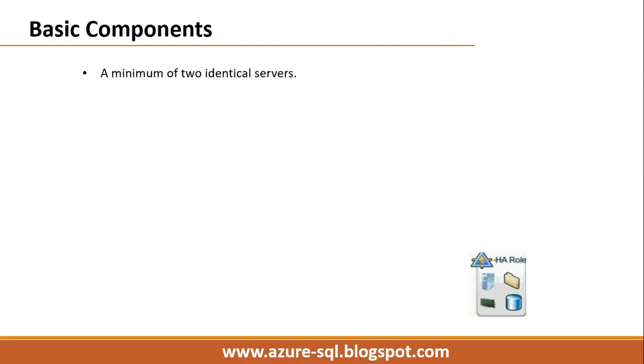Two identical servers means they have the same configurations, like the same CPU, same memory, and CD drives in server 2 as well. Remember, the OS must and should be the same. In server 1 we have Windows Server 2016 Enterprise Edition, in server 2 also Windows Server 2016 Enterprise Edition. For example, if SP1 is here, SP1 must be there also.